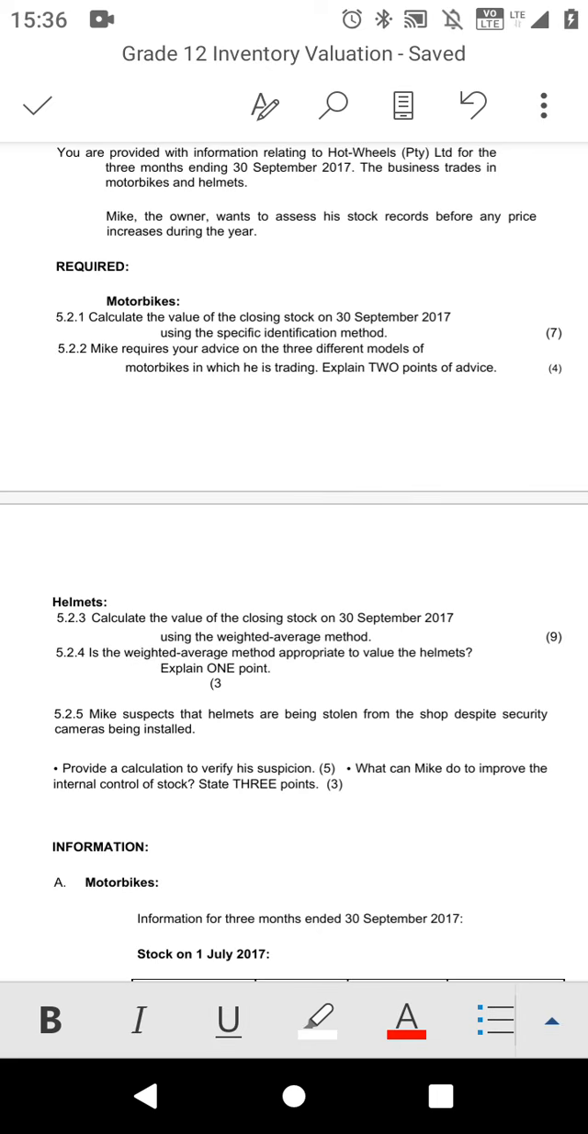So we add the opening balance and the purchases, then we subtract any stolen items or any returns that we have. Then we get the average price, and we multiply by the units that we have at the end of the year. Let's start.